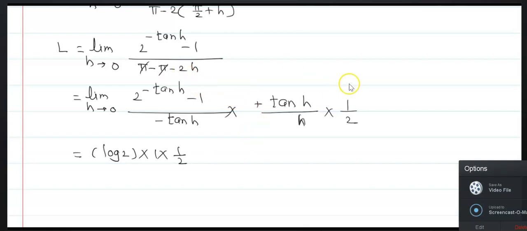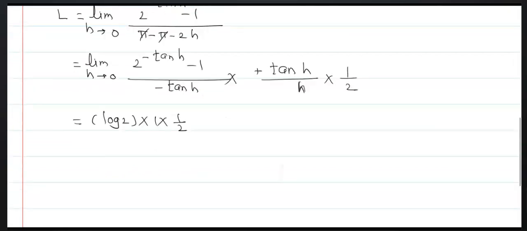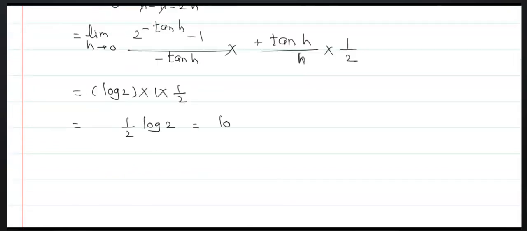Here 1 upon 2 comes out, times tan of h upon h, and the value of this limit is 1. And 2 raised to minus tan h minus 1 upon minus tan h gives log of 2. Overall the value of this limit is log of 2 into 1 into 1 upon 2, and hence the answer is 1 upon 2 log of 2.